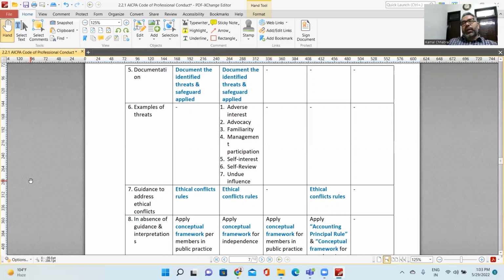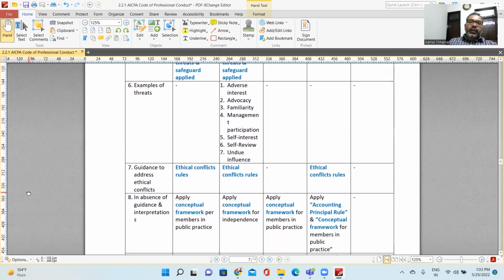So both the integrity and objectivity rule require you to document the identified threats and the safeguards you have applied, and the independence rules also require you to document the identified threats to independence and the safeguards you have applied for them, right? Next are certain examples of threats. So these are 7 examples of independence threats. These threats are only and only for independence, not for integrity and objectivity, and not for any other rules.